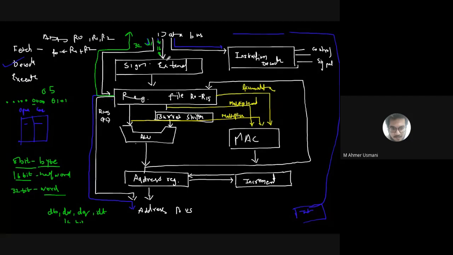The process of getting the data into the processor is called load, and the process of putting the data back into the memory is called store. Do you remember? Only two operations are allowed between the processor and the memory. Apart from that, all other operations happen inside the processor. Is this point clear till here? Till sign extend, what is the role of sign extend? Is it clear to you?